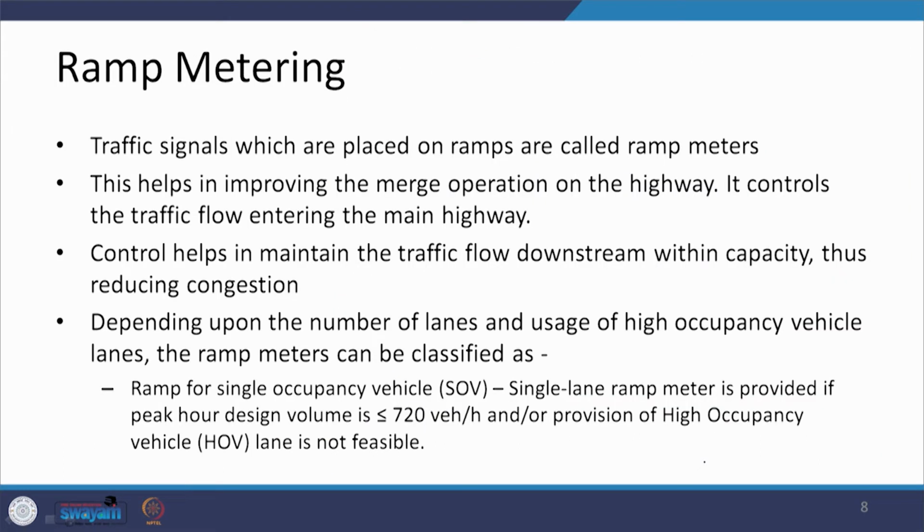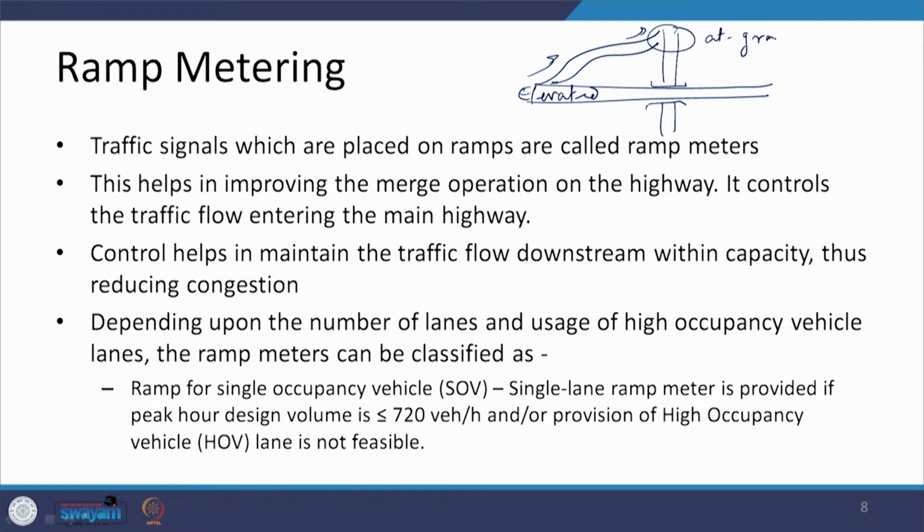Now, another thing which needs to be considered is ramp metering. Ramp metering is that you are on a highway and say there is a crossroad. A crossroad is being provided and these two roads are crossing each other at different levels, and say we are talking about this type of a connectivity where the traffic goes out. So, you are at an elevated system here and now you are merging at grade.